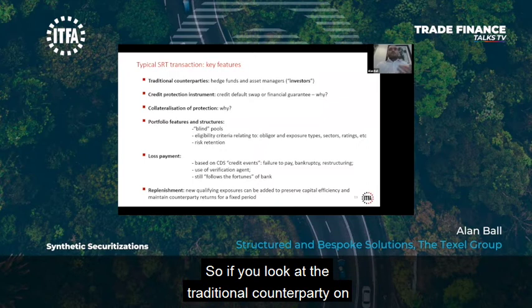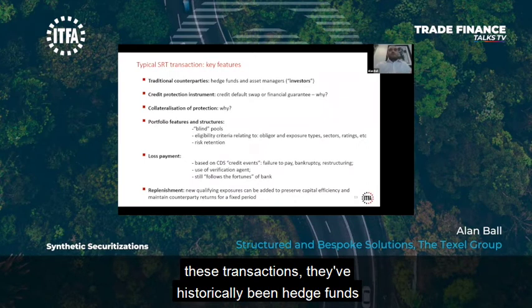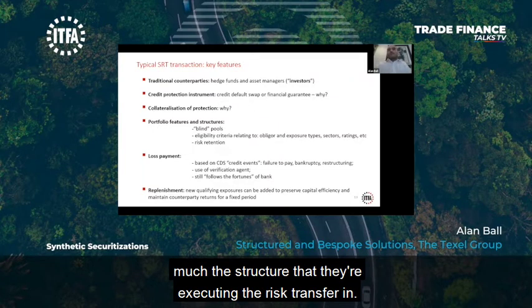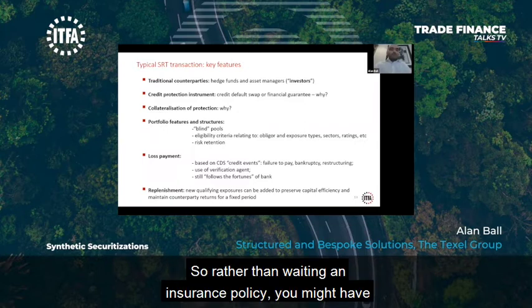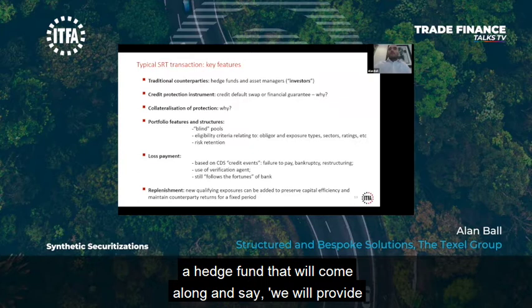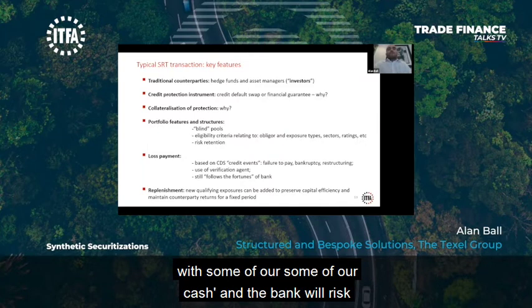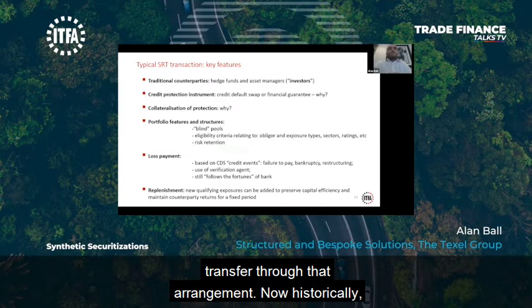So if you look at the traditional counterparties on these transactions, they've historically been hedge funds and asset managers, although the structures I outlined are pretty much the structures that they're executing the risk transfer in. So rather than writing an insurance policy, you might have a hedge fund that will come along and say, we will provide you with a guarantee, and we will collateralize that guarantee with some of our cash, and the bank will achieve risk transfer through that arrangement.